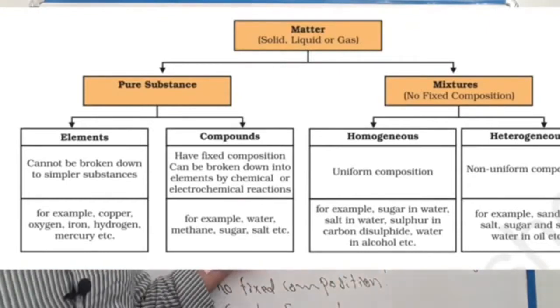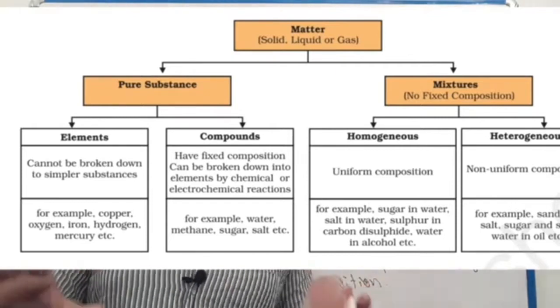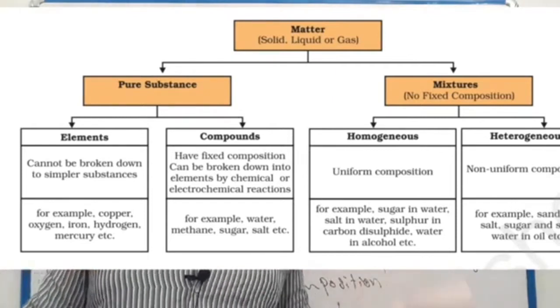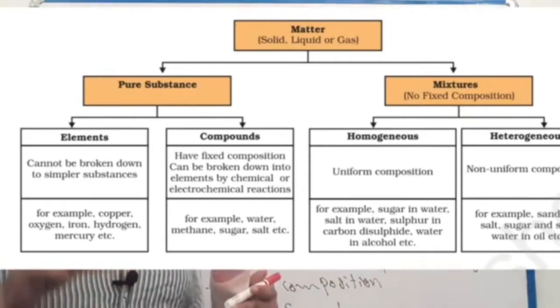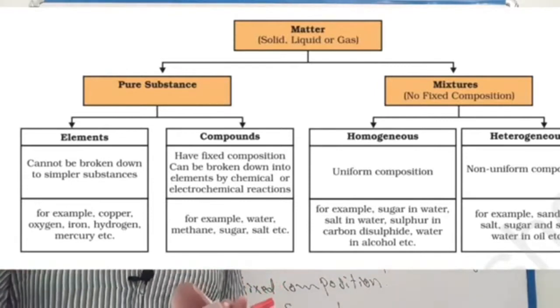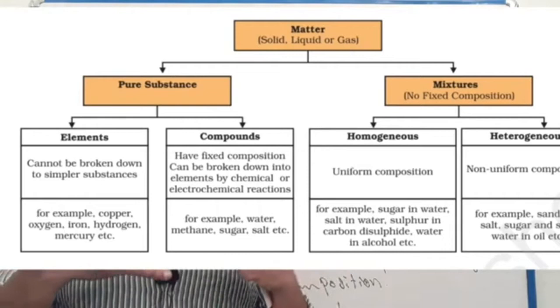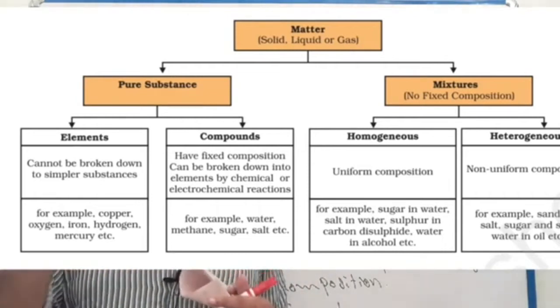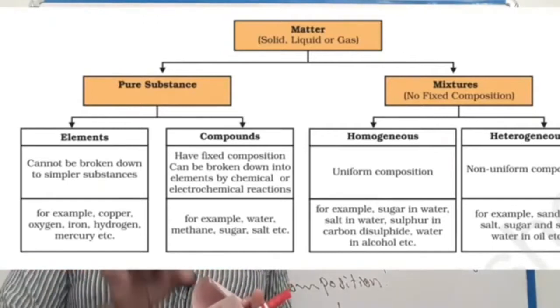Next one, compound. Compound means a substance which contains two or more different atoms chemically joined together. Example, water. Water is a compound. There are two different atoms, hydrogen and oxygen, chemically joined together. It is a compound. It is important to say chemically joined together.